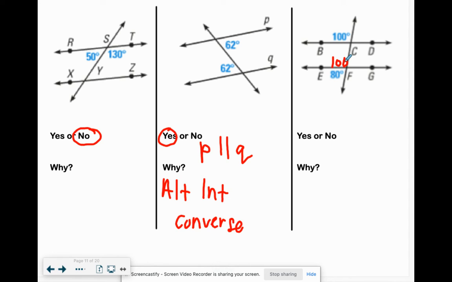Now, do we have any special angle pairs? Corresponding, yeah. 100 and 100. So what lines would be parallel? ED, yep, and EG. Because what kind of angles do we have? Corresponding.